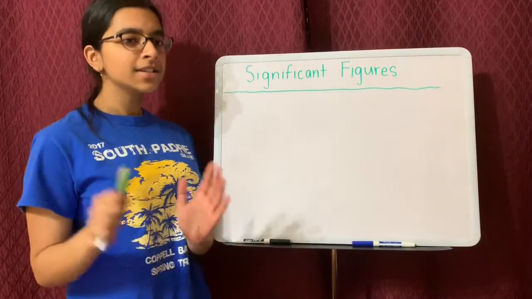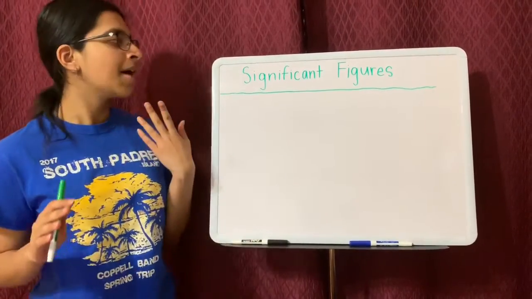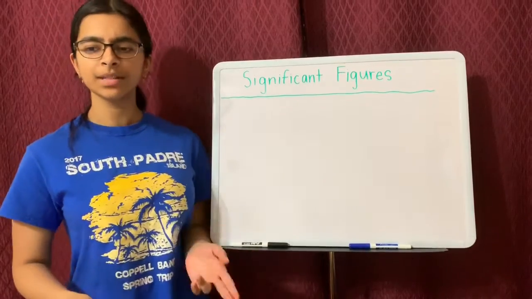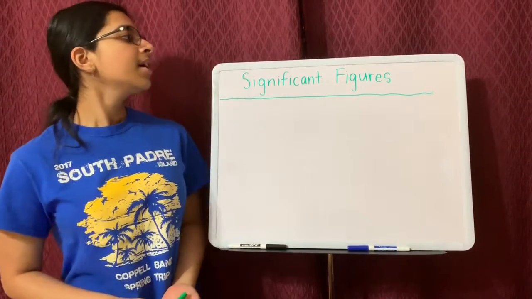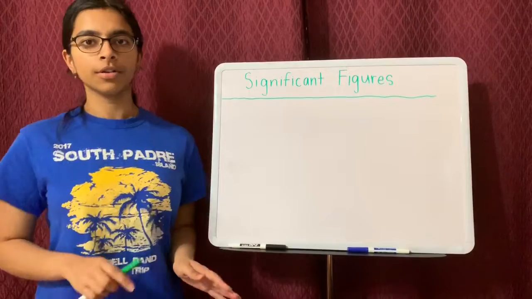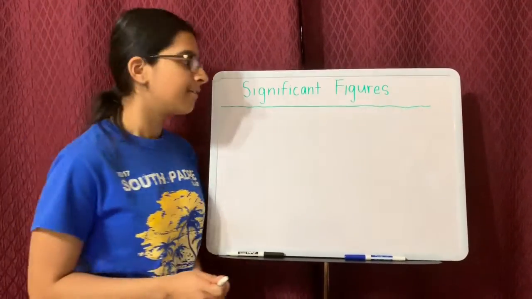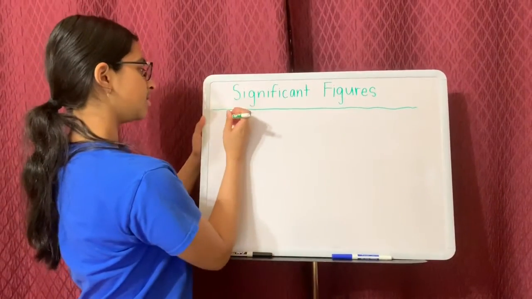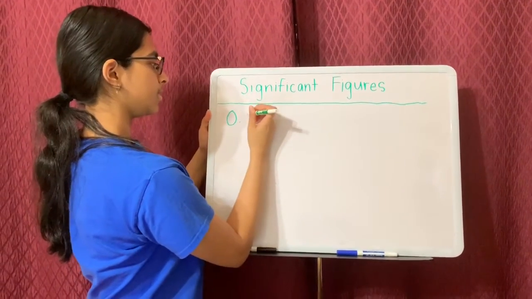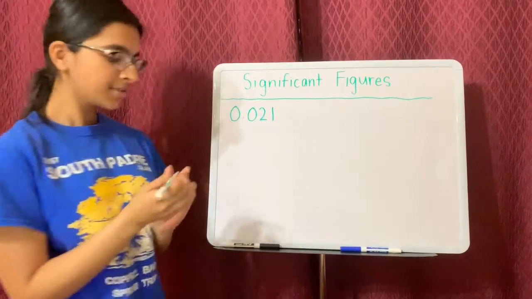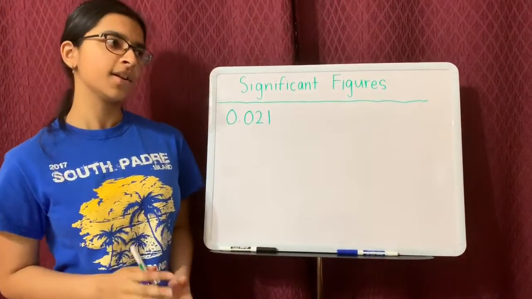Here is a very simple method for remembering how to find the number of Sig Figs in any number. There are two possible cases we could be dealing with. There could be a decimal point or there could not be a decimal point. So first let's look at a number that does have a decimal point. Let's consider 0.021. Now we have to find how many Sig Figs are in this number.